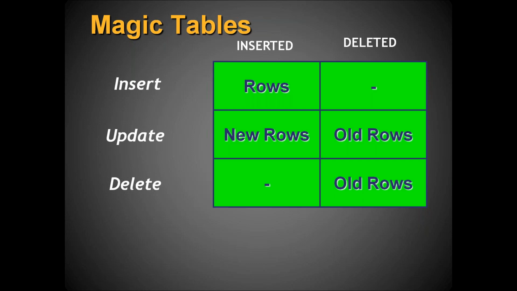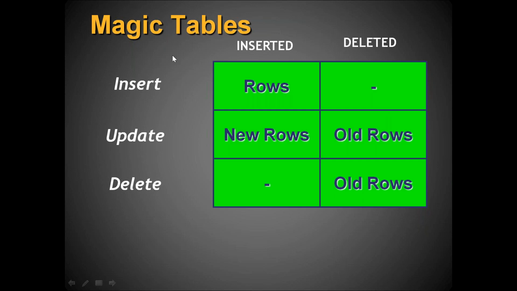An interview question: when you create a trigger, what is created? When we create a trigger, automatically magic tables are created, and these magic tables are created in the RAM. Inserted is one table, and deleted is one more table. These tables are created in the RAM.